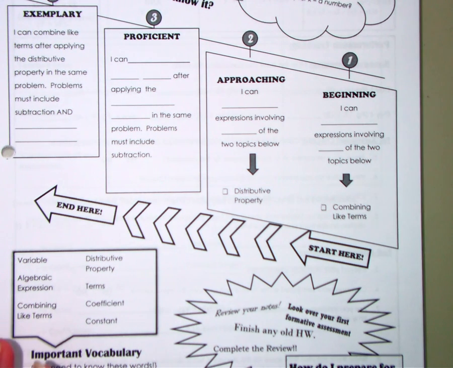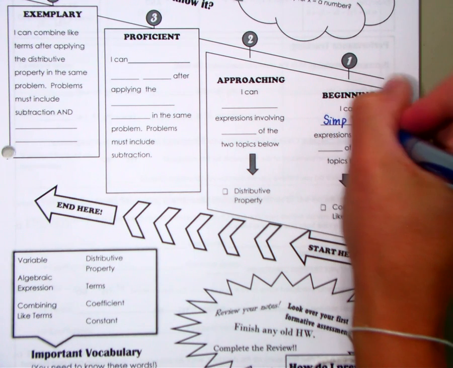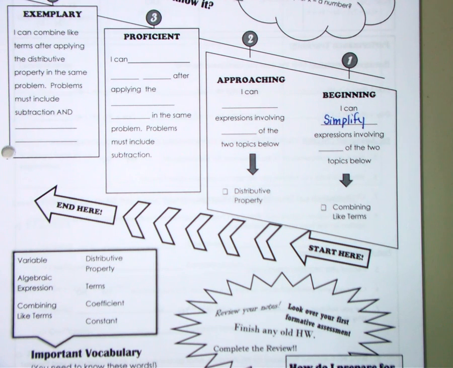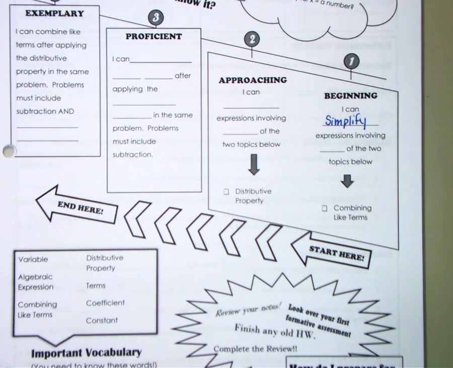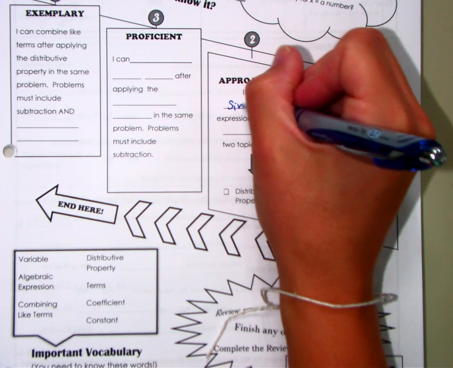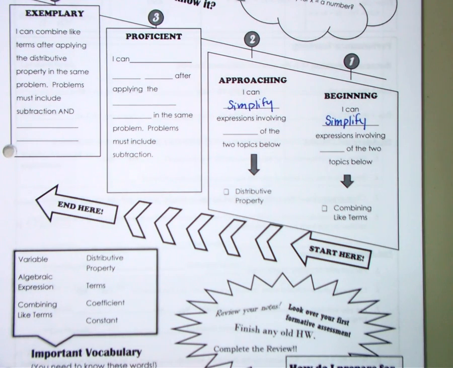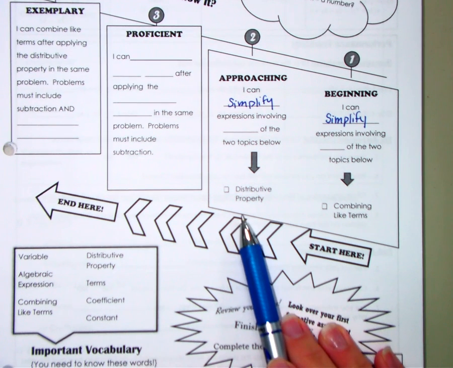We're moving into standard 2 today, and for standard 2, we are still going to be simplifying, but our expressions are going to have more variables in them, and we're not going to be doing order of operations, so it's going to be a little bit more difficult in the simplifying. There are two different things we're going to be able to simplify. We're going to be able to simplify using combining like terms and the distributive property.